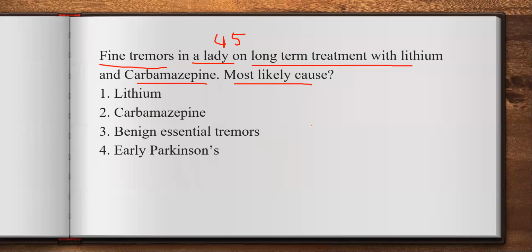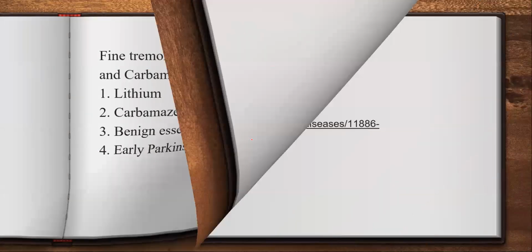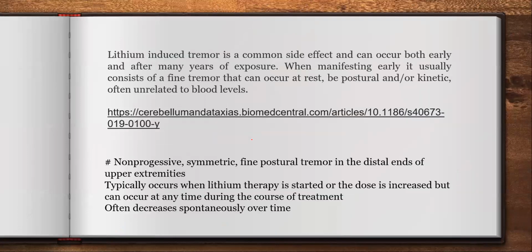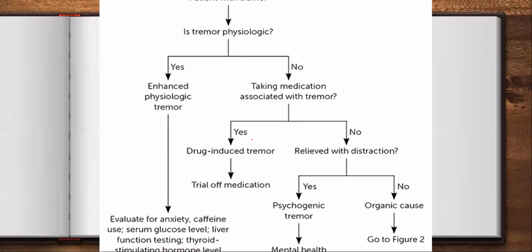So the options are lithium, carbamazepine, benign essential tremor, or early Parkinson. Now remember, Parkinson usually doesn't cause fine tremor. Usually it causes a resting tremor, which is coarse. So you can easily rule that out. Benign essential tremor is more common in elderly patients, but it can happen in other groups as well. But in a benign essential tremor patient, usually, if you look at the examination, you will find other features.